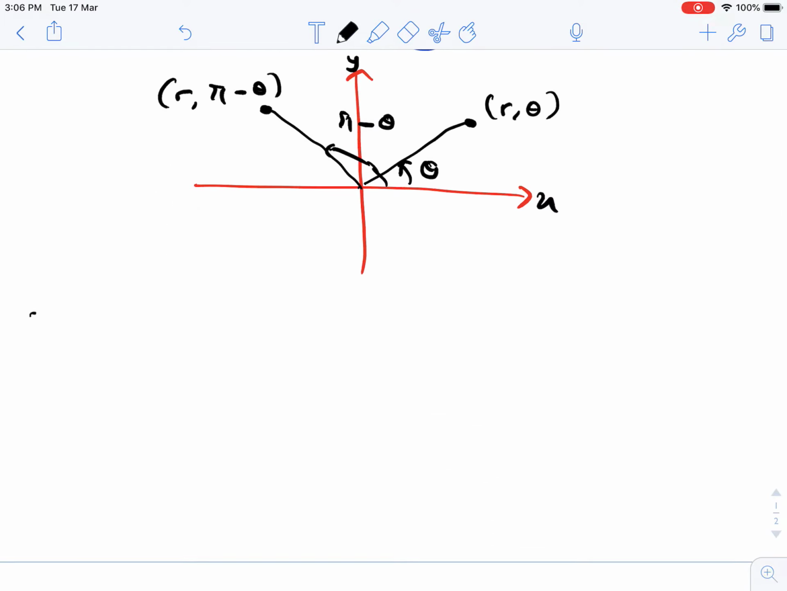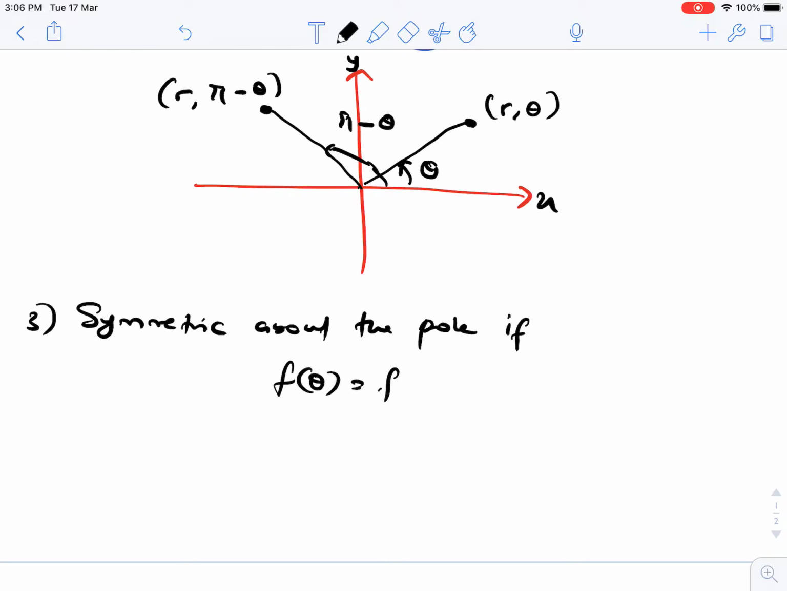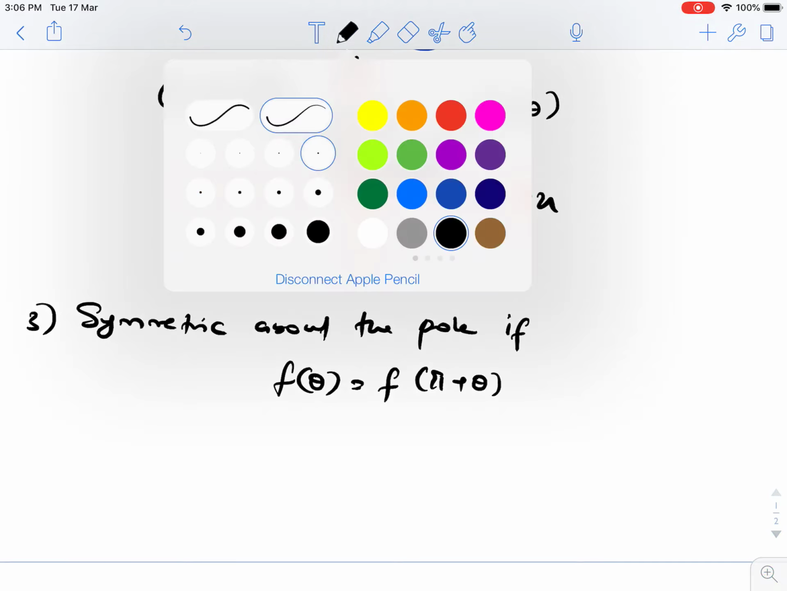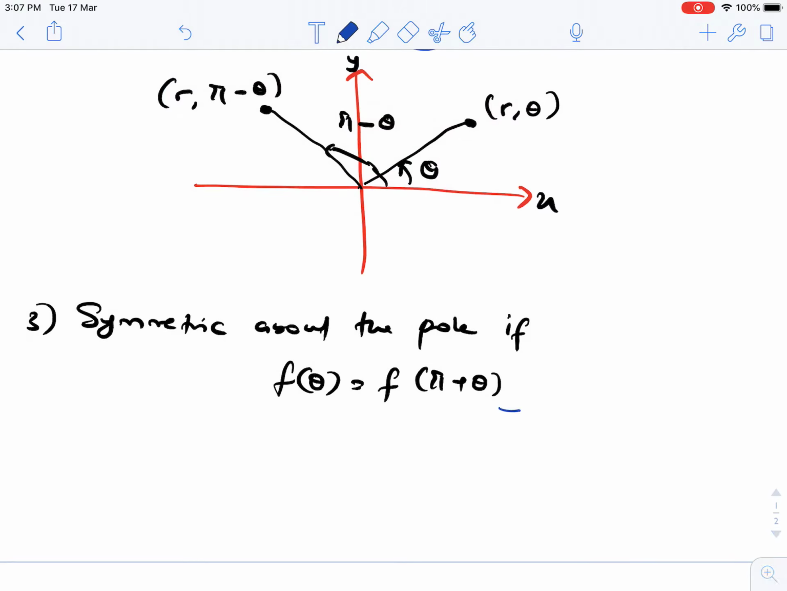Number 3. A curve is said to be symmetric about the pole if we can show that f theta equals to f pi plus theta. Okay, so this is the formula.